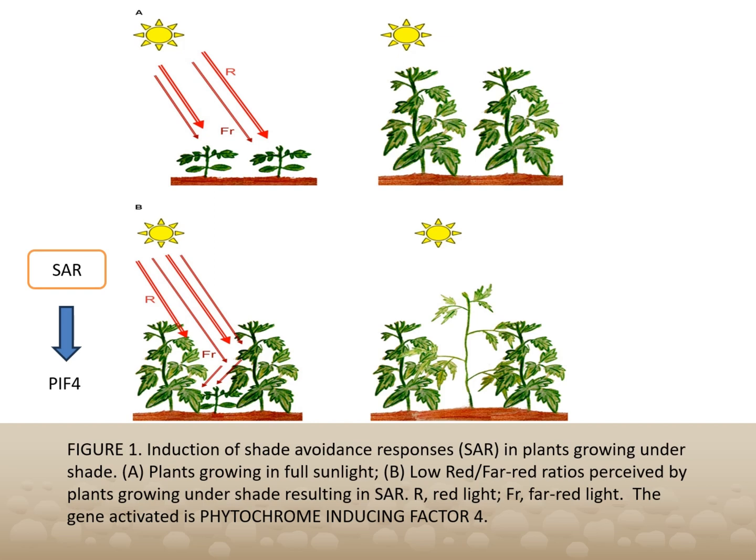So PIF4 is a protein, that is phytochrome induction protein. The gene induced due to this competition is PIF4, that is an inducing factor that causes elongation in the plant, so that it may grow, it may elongate so that it gets the required sunlight it needs.